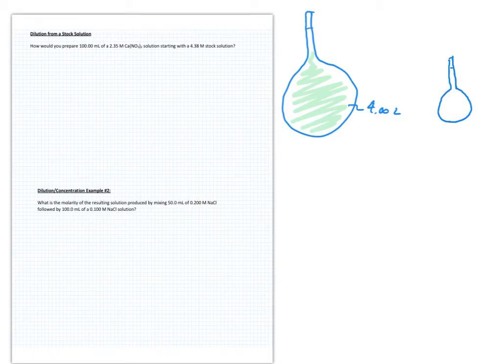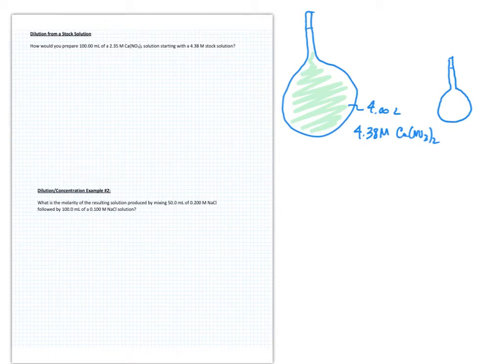What we typically do is make a higher concentration solution initially. So let's say this is, in the example we have here, 4.38 molar, and this is a calcium nitrate solution. So this problem is: how would you prepare 100 milliliters of a 2.35 molar calcium nitrate solution starting with a 4.38 molar stock solution?